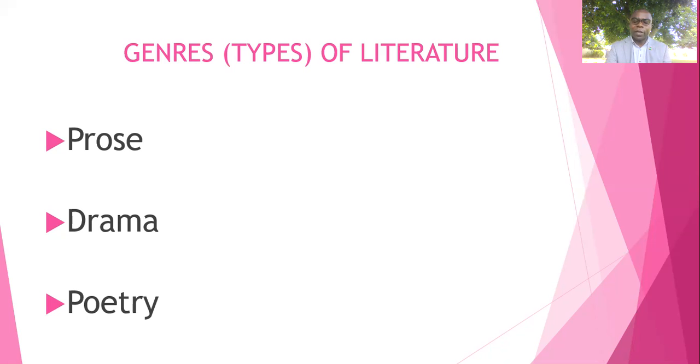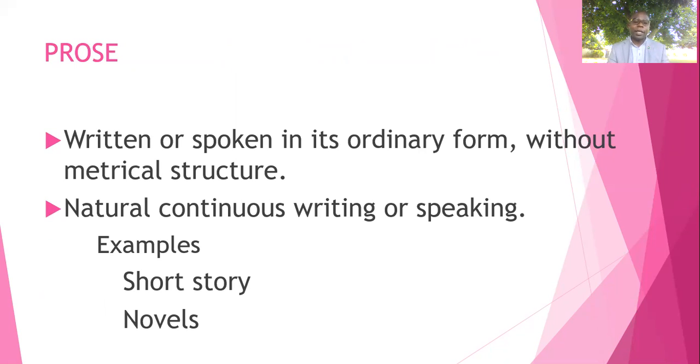We'd like to get into what is prose first. Prose has to do with any written or spoken language in its ordinary form without metrical structure. So even as I'm speaking, it doesn't follow any particular stringent structure. It's something that flows naturally. In the same way, if anybody writes a natural, free flowing article, that could be called prose. So prose is natural, continuous writing or speaking. Examples of prose are short stories and novels. Because for what you read as a novel, you could see that the writing goes smoothly. That's a predominant feature of prose, that the writing is smooth, a continuous writing or a continuous speaking without any rigid structure.